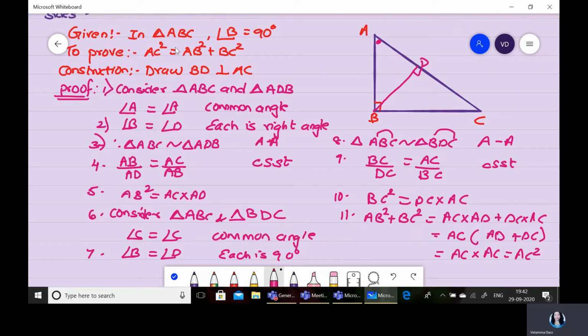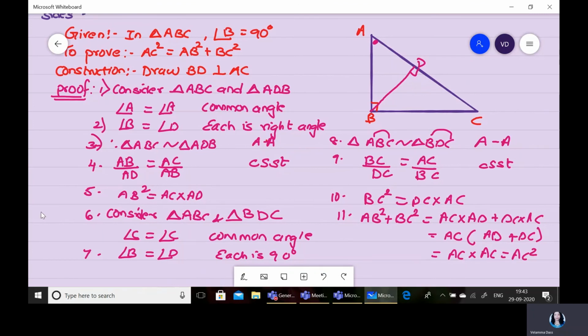Here we should not learn by heart but understand that we need AB square, we need BC square. So for that we did the construction, students. In triangle ABC, angle B is 90 degrees. We had to prove this. We did construction and divided the whole triangle into two triangles. To find AB square, we took two triangles where AB exists. We proved the two triangles similar and therefore corresponding sides. Similarly, to find BC square, we took two triangles where BC is a side, and after proving that, we said BC square equals DC into AC. We added up and got AC square. So I hope students you have understood this Pythagoras theorem.